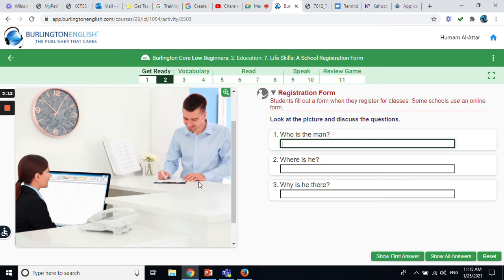Good. Right. So here's the picture. Here are the people in the picture. One of them, like we said, is behind a computer on a desk. And one of them is standing here holding a pen, doing some writing. So who do you think this man is? A student.